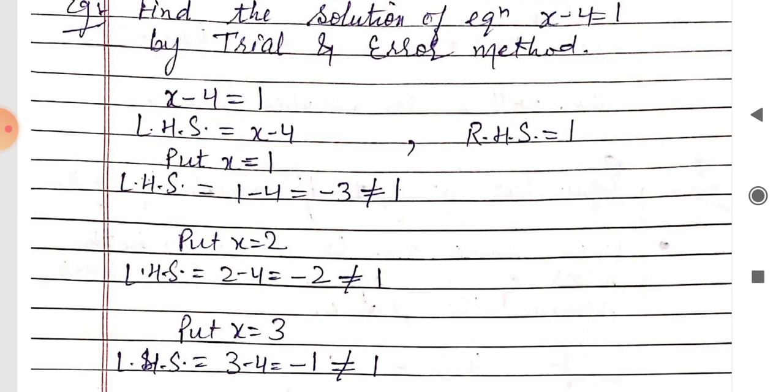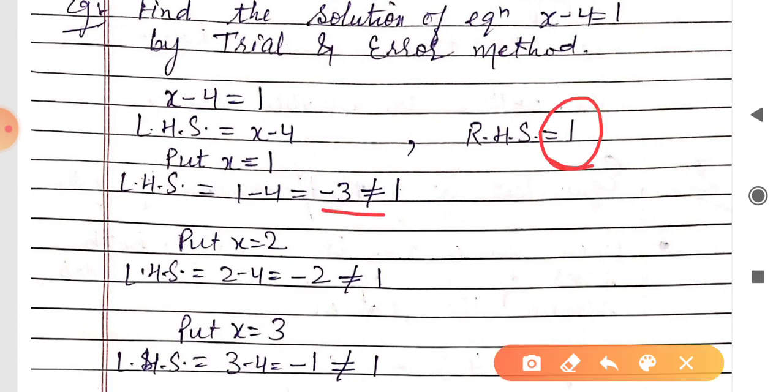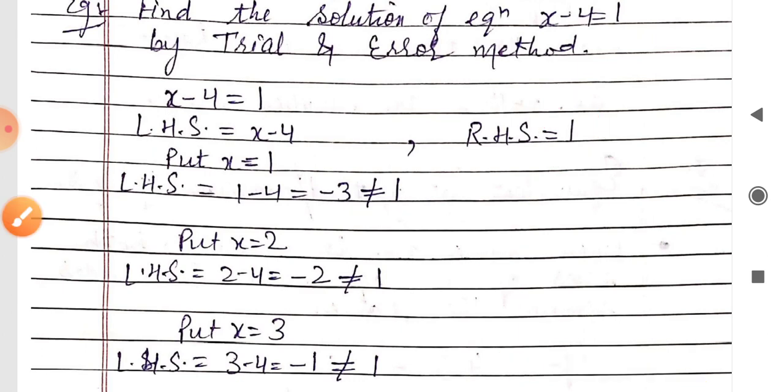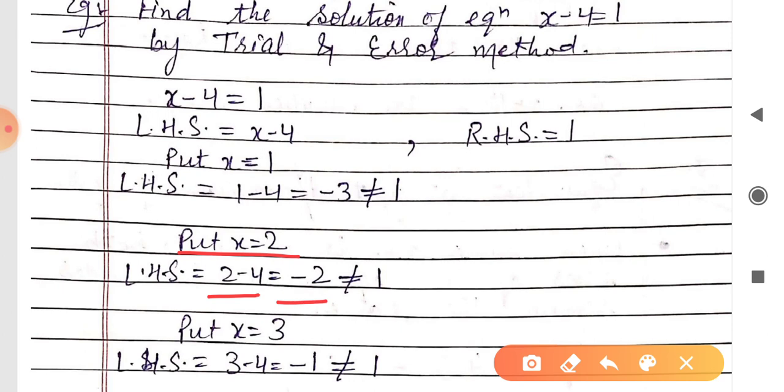1 minus 4, and 1 minus 4 is minus 3, and right hand side is 1, but minus 3 is not equal to 1. Okay, this is sign of not equal to, so minus 3 is not equal to 1, so we will put next value of variable, then we will put x is equal to 2. When x is equal to 2, then left hand side will be equal to 2 minus 4 is equal to minus 2, and minus 2 is also not equal to 1.